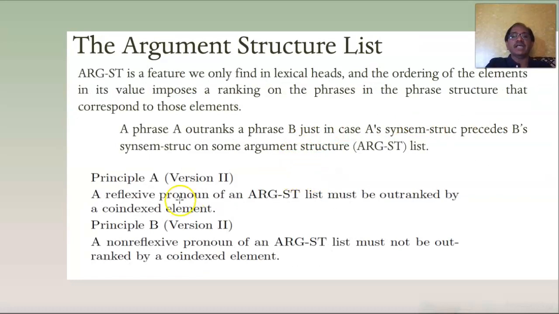So we finally defined our principles as these, where a reflexive pronoun of an argument structure list must be outranked by a co-indexed element, and a non-reflexive pronoun of an argument structure list must not be outranked by a co-indexed element.